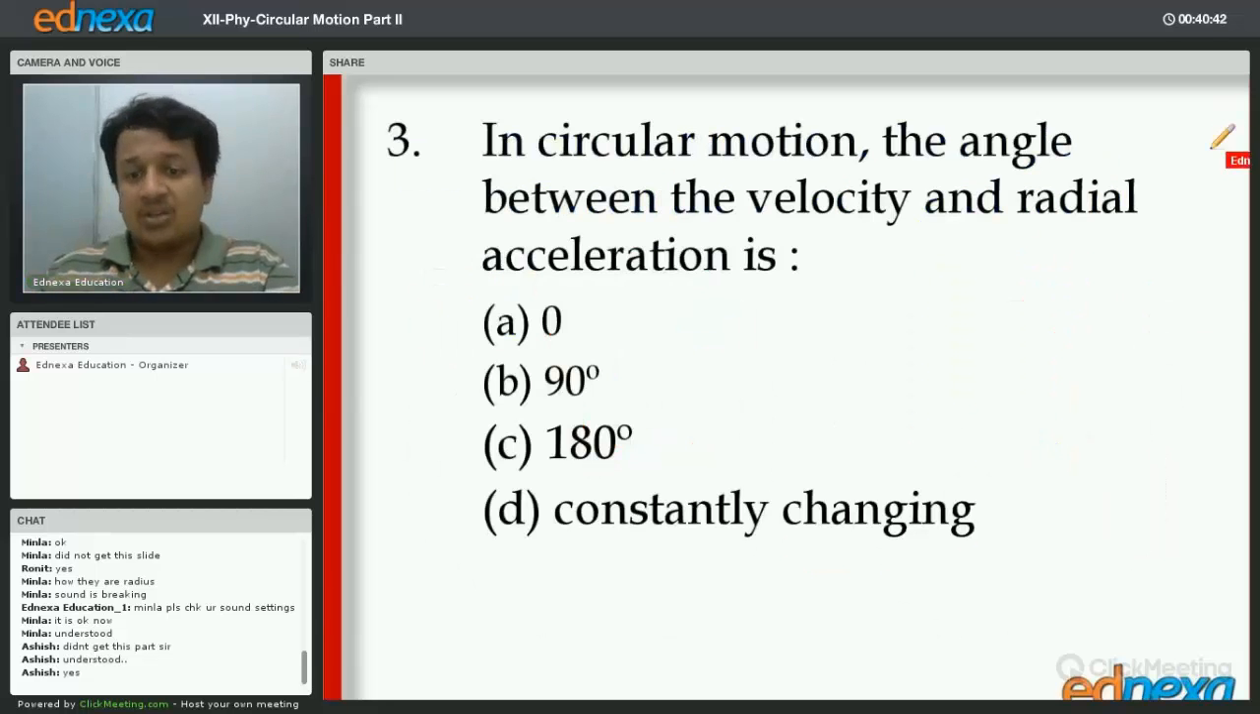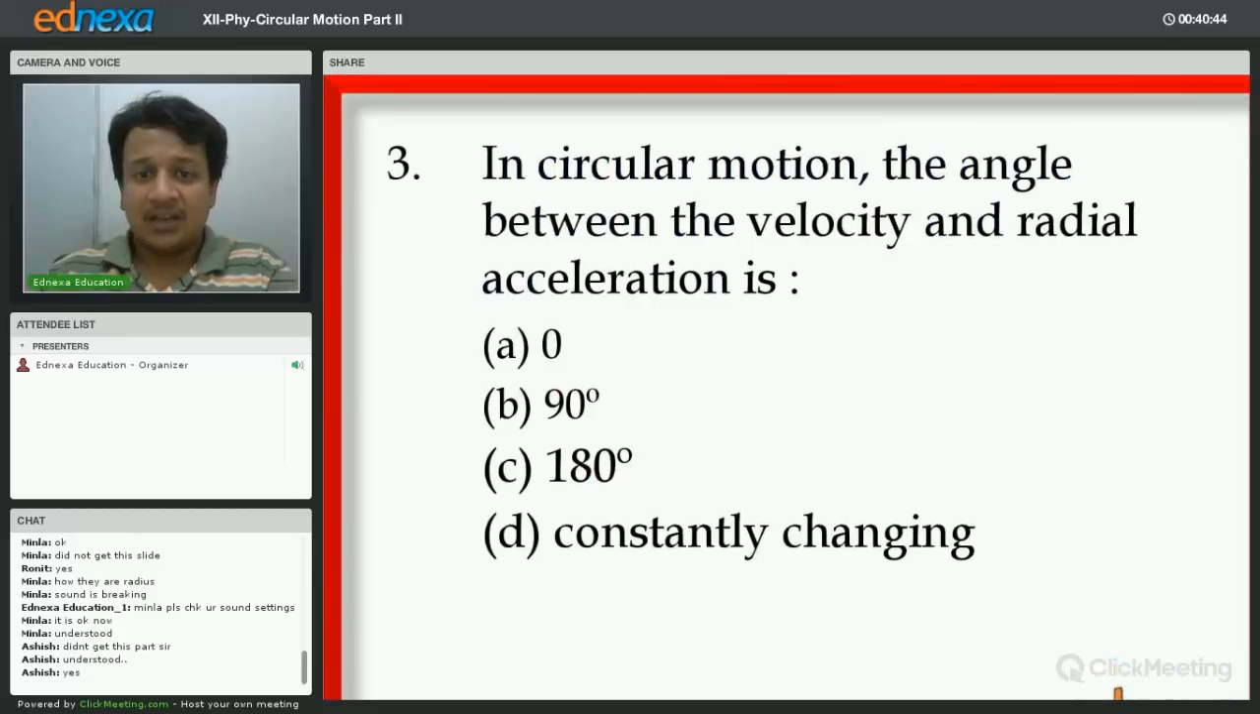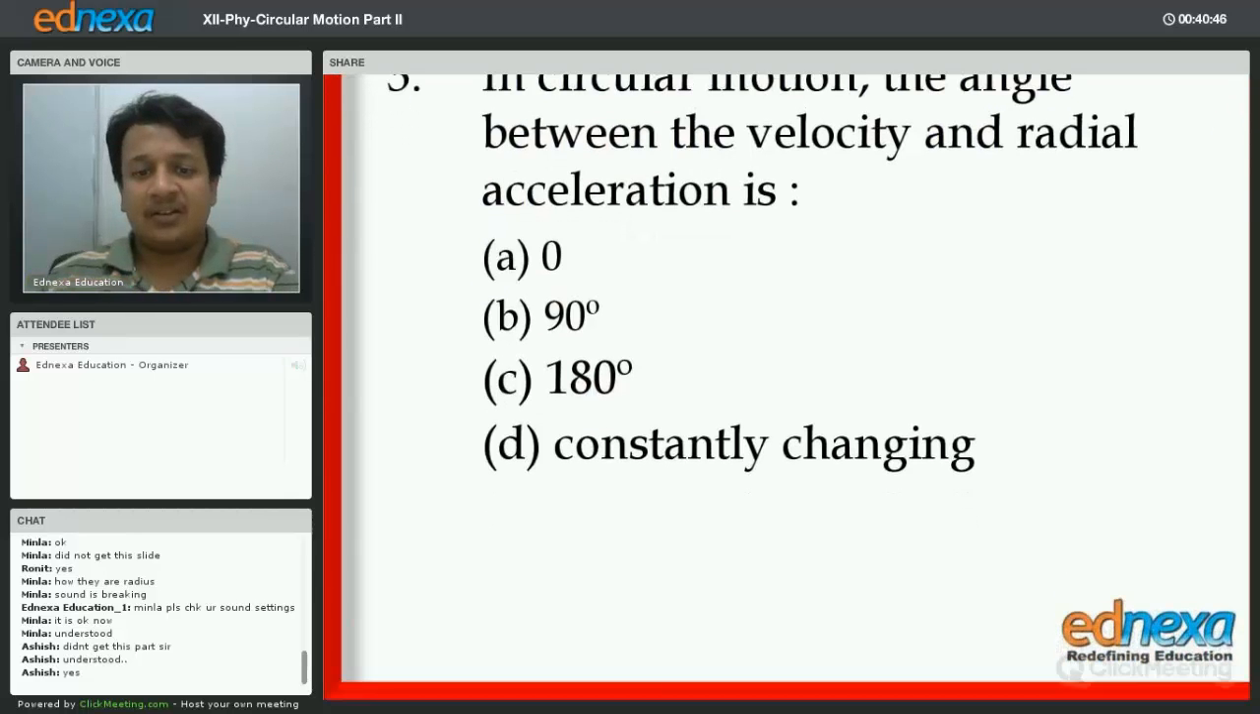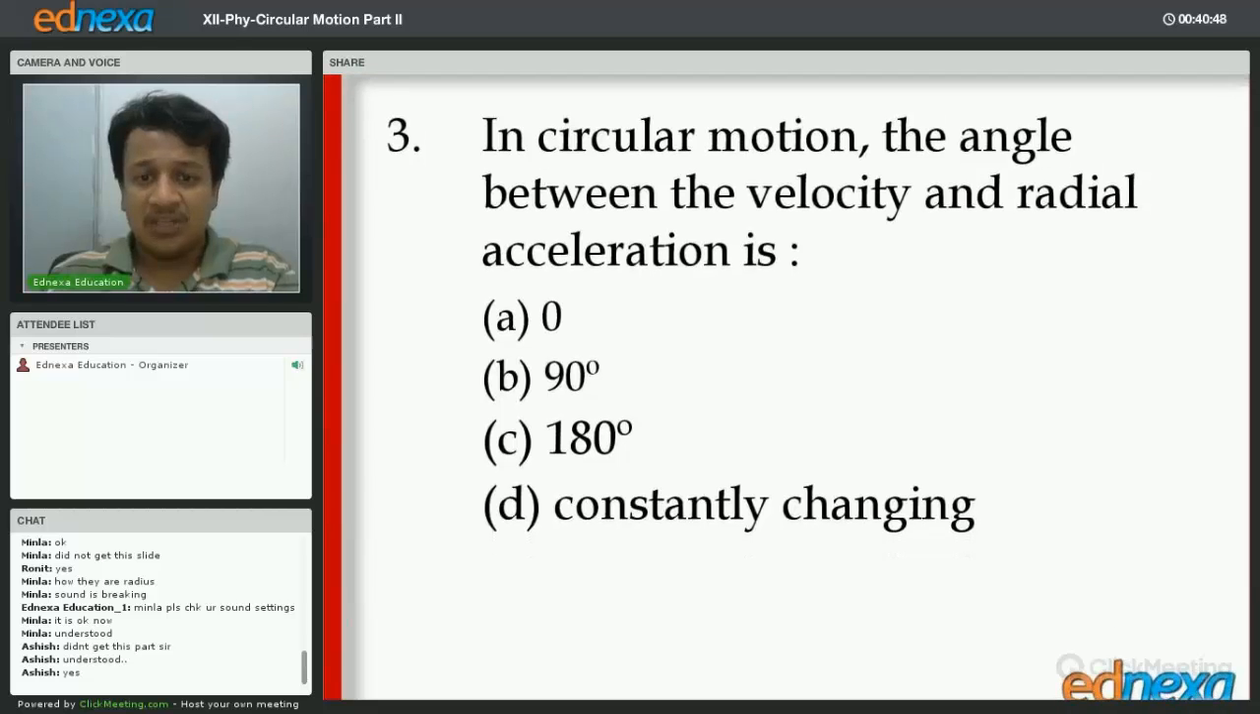Okay, so let's proceed further, and there is one MCQ. Please type your answer in the chat box quickly. In circular motion, the angle between velocity and radial acceleration is, radial acceleration means centripetal acceleration. This is the second name of centripetal acceleration. What is the second name of centripetal acceleration? Radial acceleration.